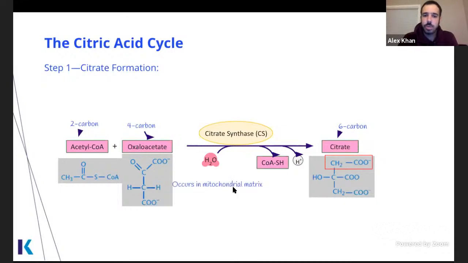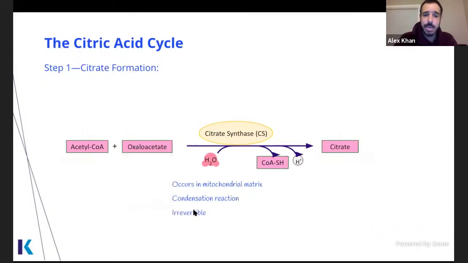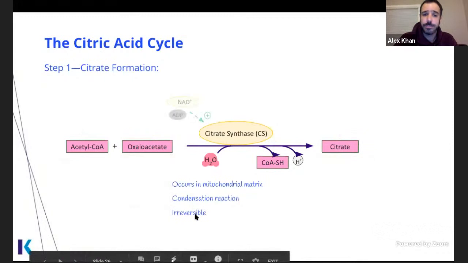So it occurs in the mitochondrial matrix, a condensation reaction. I just want to be clear: we're talking about the organic chemistry reaction, aldol condensation. Because as we know, condensation reactions don't have inputs of water. A condensation reaction is when you remove water from a molecule. Here it's an aldol condensation, which, as you progress through your MCAT studying, you'll see in your Kaplan organic chemistry books. And of course, as I mentioned, irreversible.